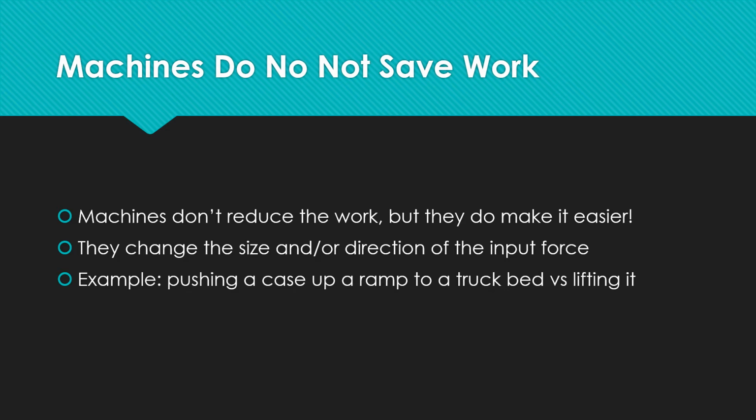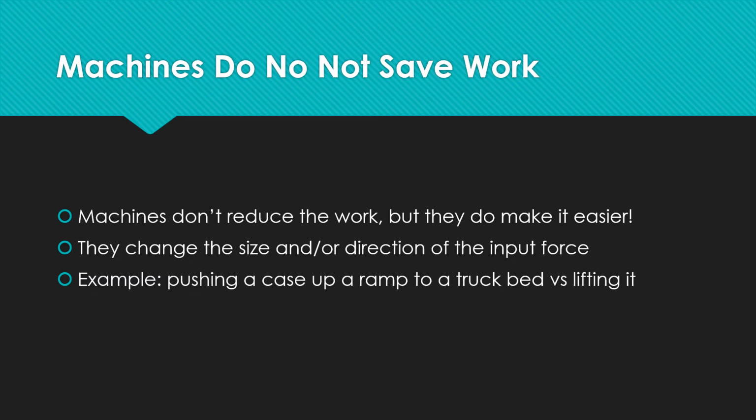Machines don't lessen the work that they do, they just make it easier. So if you have to do 100 joules of work to get an object to move, and you have a machine to help you with that, it's not going to lessen the work. It's not going to be any less than 100 joules. It's just going to make that easier by changing the size of the input force and also possibly changing the direction of that force, or maybe both.